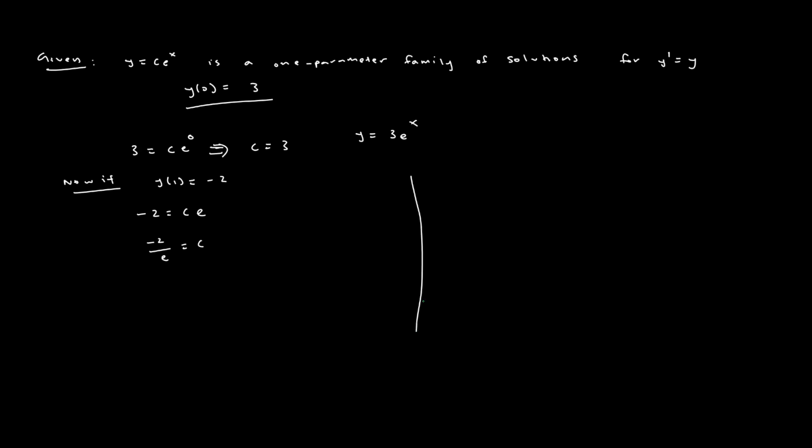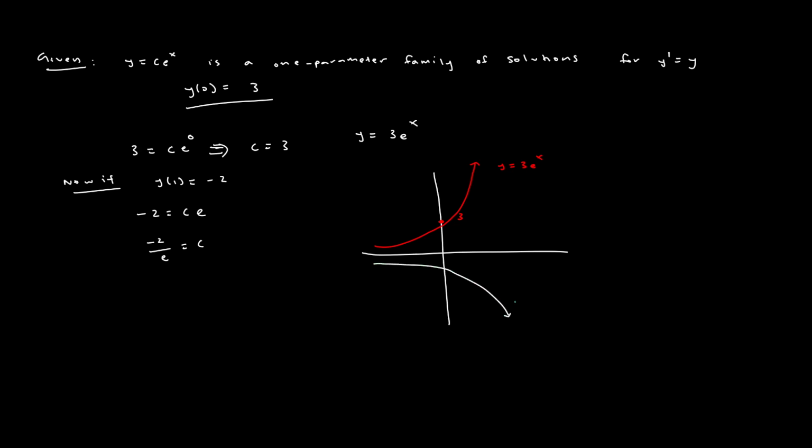And when we graph these out, our first solution looks something like this, right? We have this at 3, and then y is equal to 3 times e to the x. Whereas our second graph looks more like this, where it goes through the point 1 comma -2.